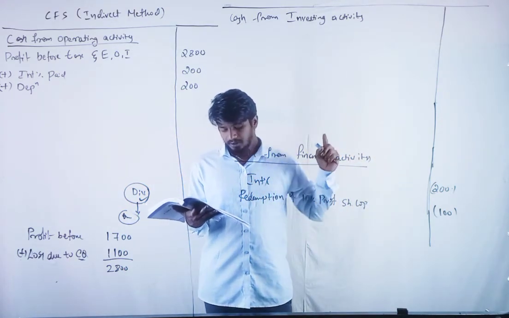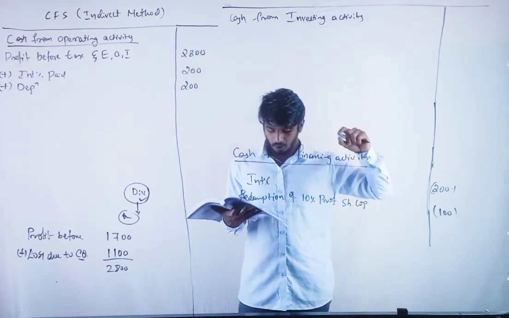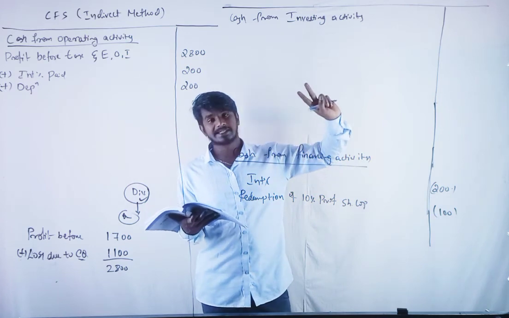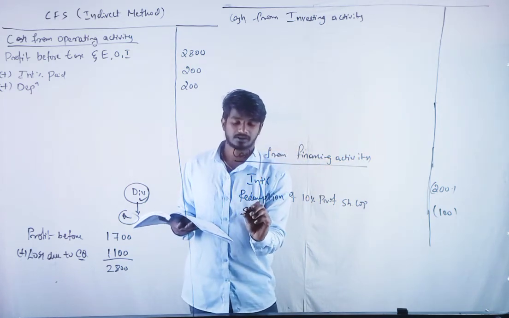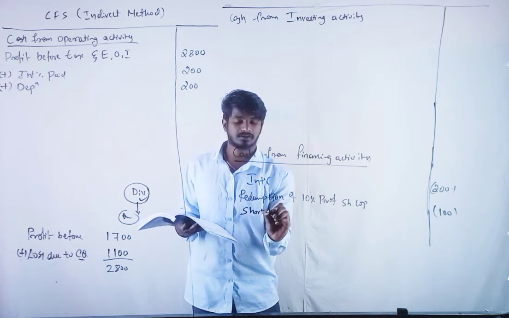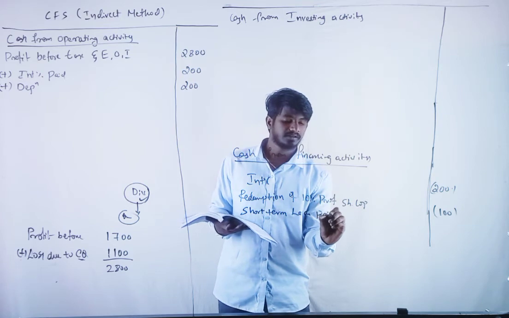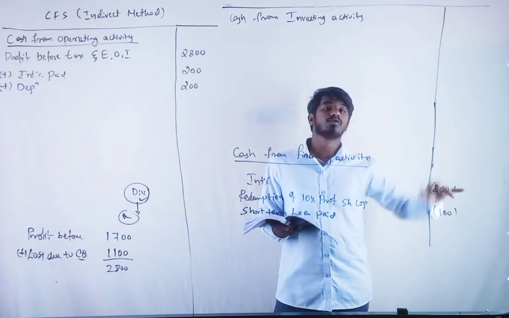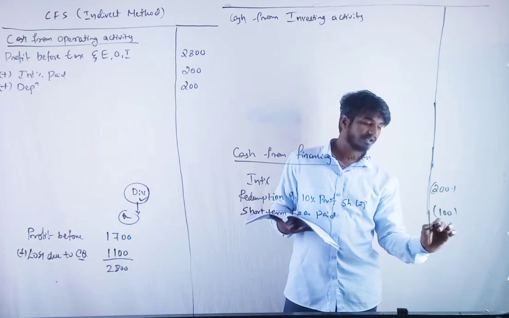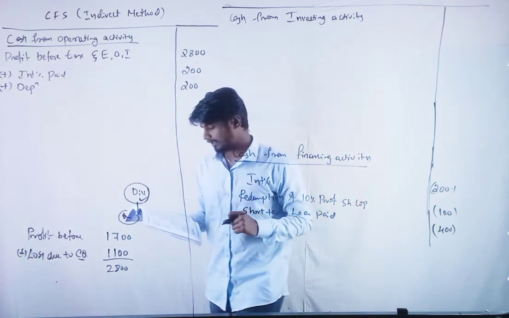Next, short term borrowings. It was 600 in the opening and in the closing it is 200. Means 400 short term loans we have paid. Short term loan paid. If we pay, cash is going out of the company, less 400. Is that correct? Yes sir.